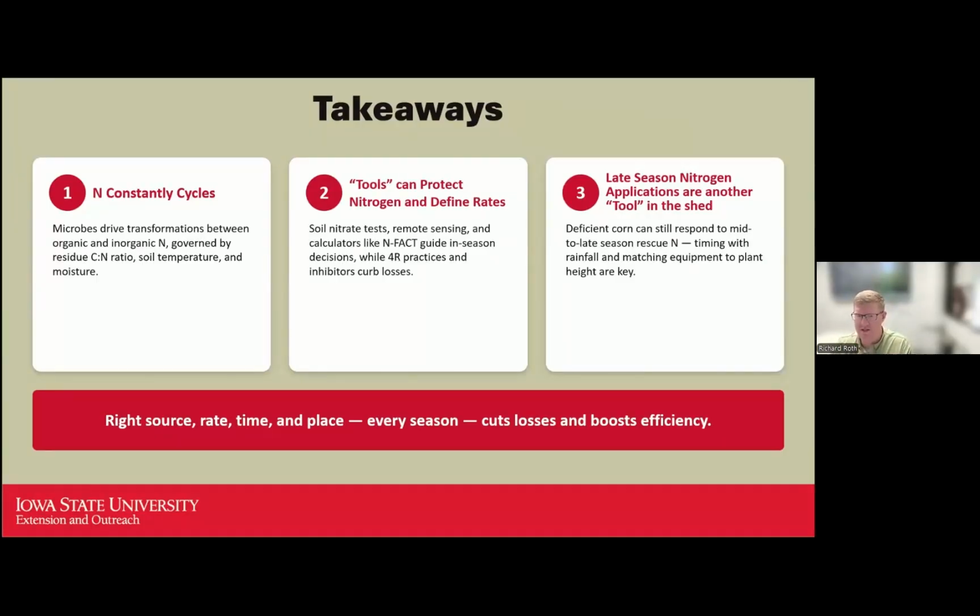We have tools that can help us protect the nitrogen that we do apply, and also help us define rates. So soil tests, canopy sensing that I didn't even talk about, remote sensing, the different calculators, so InFact, the LS&T calculator, and then also just using those 4R practices that have probably been hammered into you more times than you can count. And then finally, late season applications are another tool, right? If you do them correctly, they can help. But you have to make sure that you have the equipment available. Try to time it with rainfall, things of that nature.